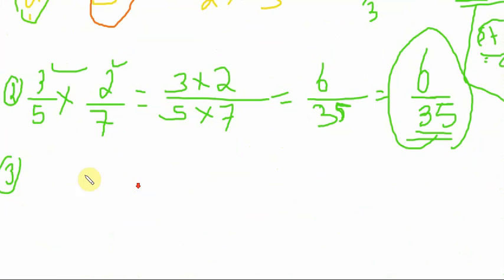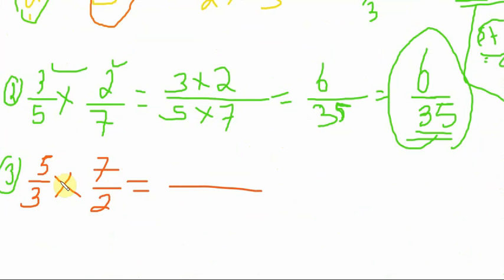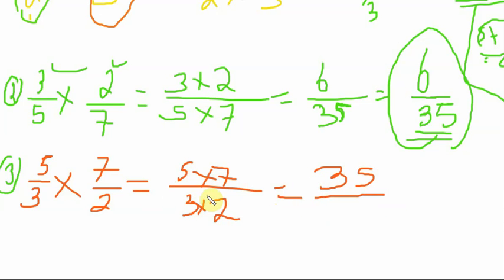Maybe an improper fraction. Say 5 over 3 times 7 over 2. Same story. Multiply the numerators, multiply the denominators. 5 times 7, 3 times 2. 5 times 7 is 35, we did it already. 3 times 2 is 6. There we go, 35 over 6.